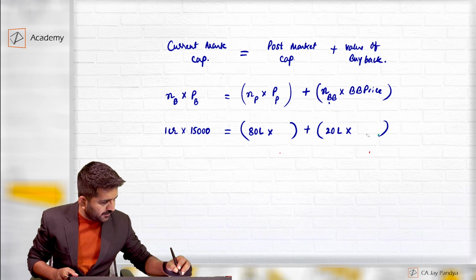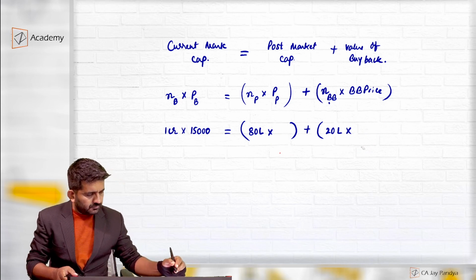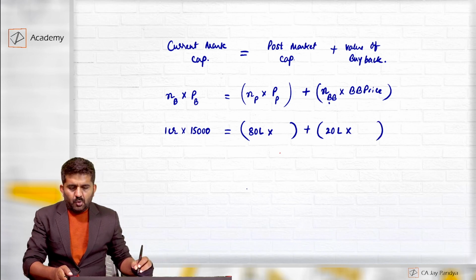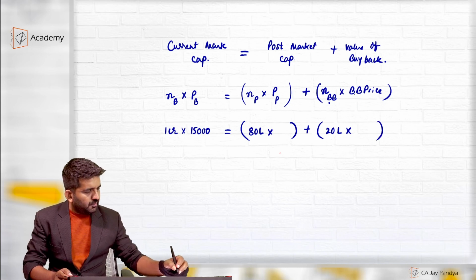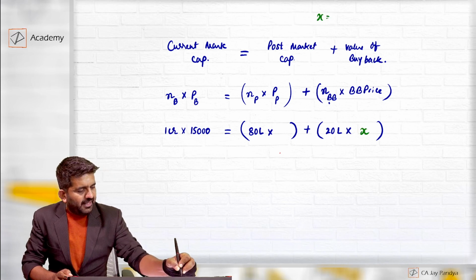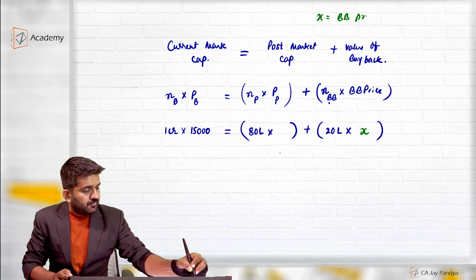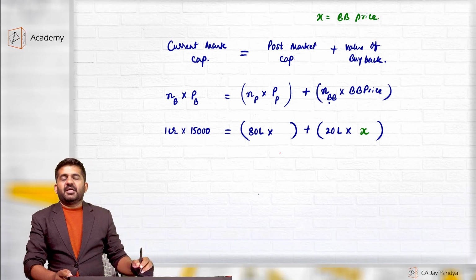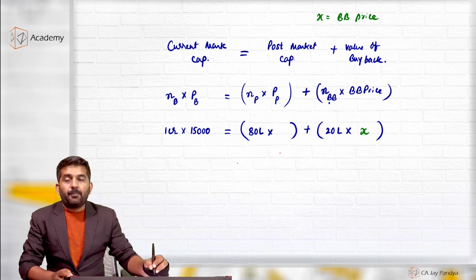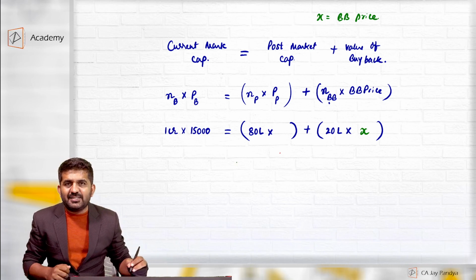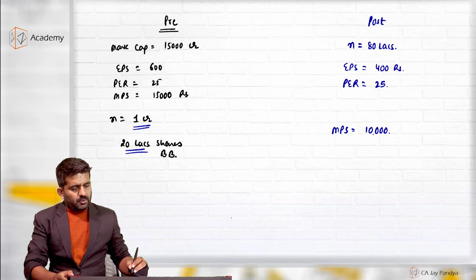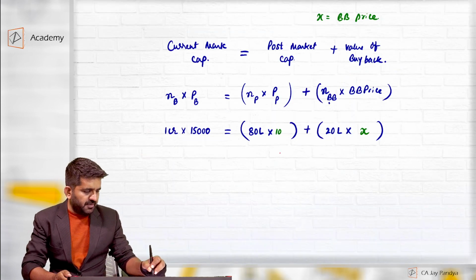And now let us skip the real figures. We don't know what is buyback price. So let us keep it as X, where X is equal to buyback price. So 80 lakhs into post market price, post buyback market price is already available, which is 10,000. It will always be expected.